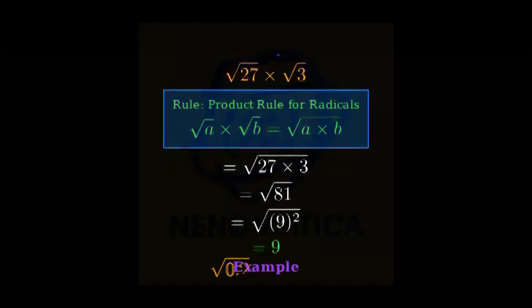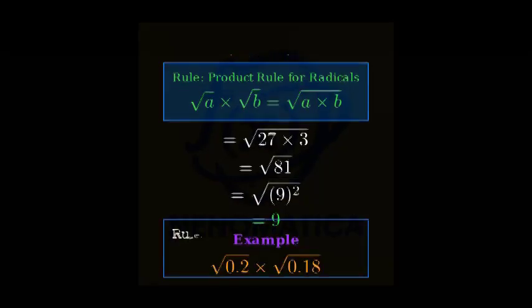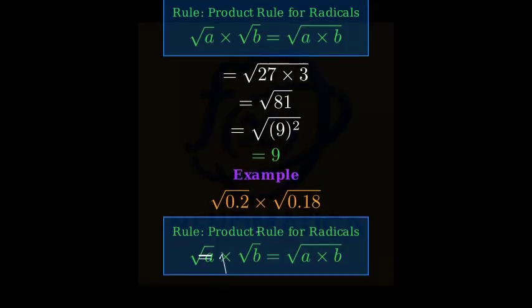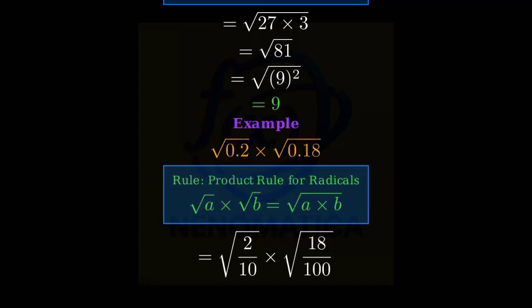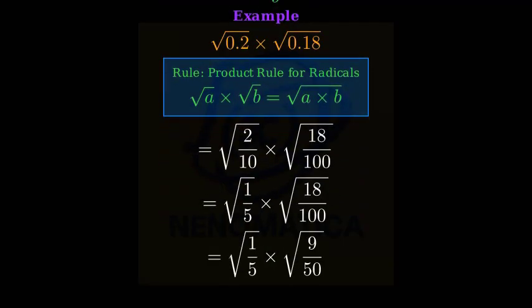Let's move on to our second example. The square root of 0.2 multiplied by the square root of 0.18. Again, we'll use the product rule for radicals, but to make our work easier, let's convert these decimal numbers to fractions. 0.2 can be written as 2/10 or 1/5, and 0.18 can be written as 18/100. We can simplify these fractions further. 2/10 is equivalent to 1/5, and 18/100 is equivalent to 9/50.